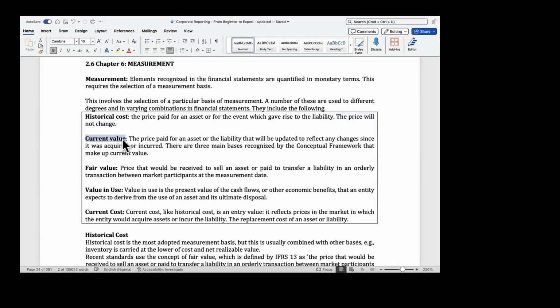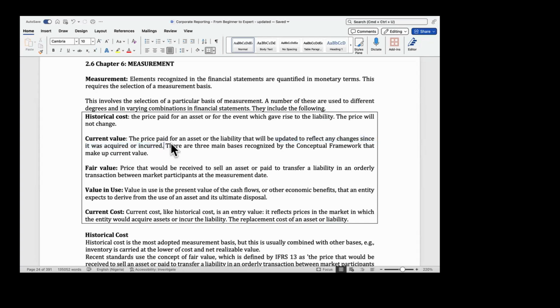Then there is current value. So this is a new one in the sense that it's also historical cost, I mean, it's the price paid for an asset or liability, but this is usually updated to reflect any changes since it was acquired or incurred. So current value is just a price that you pay, but you update it. It's just like you bought a car 5 years ago. While historical cost will leave the cost as it is, the price at which you bought it 5 years ago in your books, current value will update it to the current price right now. That's current value. It updates so that it can reflect the current reality in the economic environment.